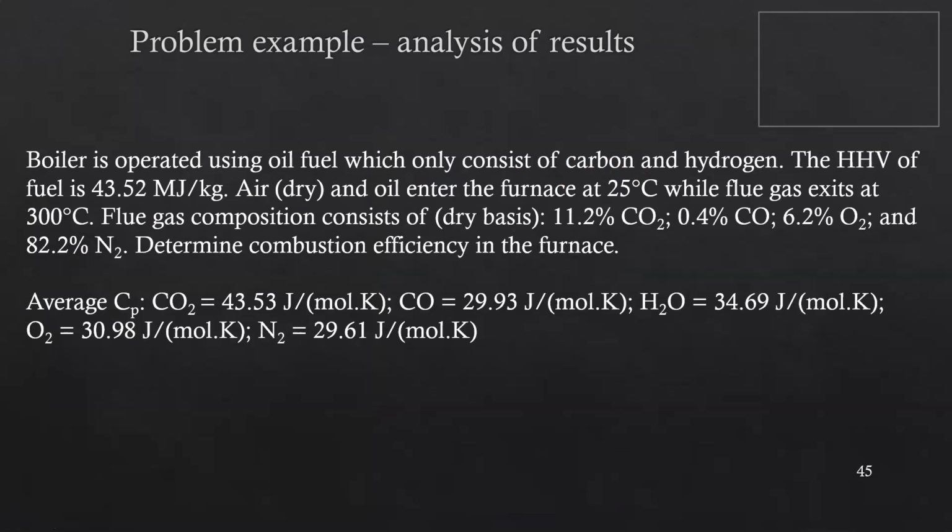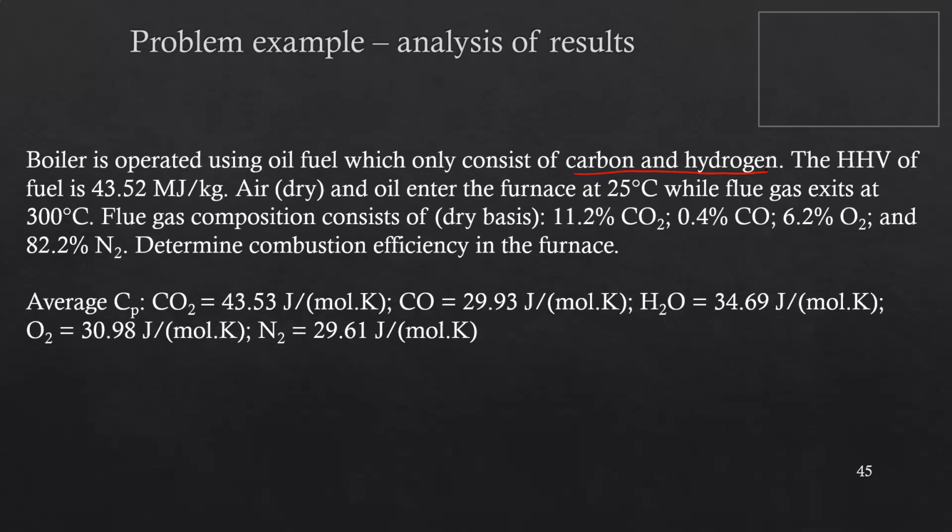So the next example is regarding steel in a boiler. We have a boiler operated using oil fuel, which only consists of carbon and hydrogen. The HHV of this fuel is 43.52 megajoules per kilogram. We have the air in dry conditions, and the oil enters the furnace at a temperature of 25 degrees C, while the exit flue gas temperature is 300 degrees C.